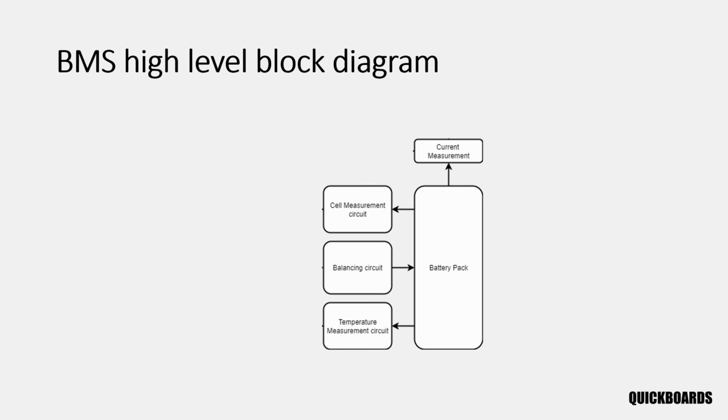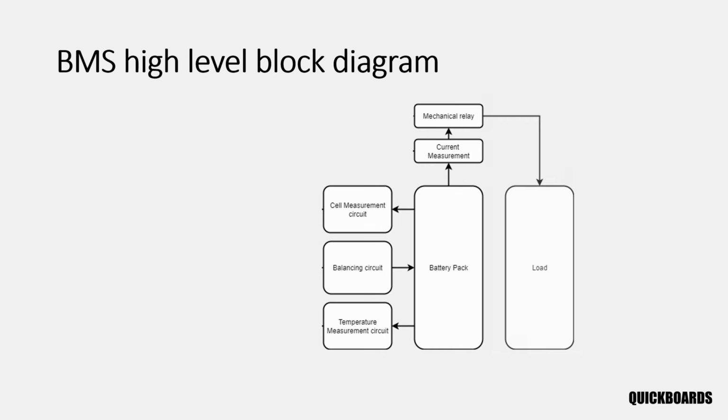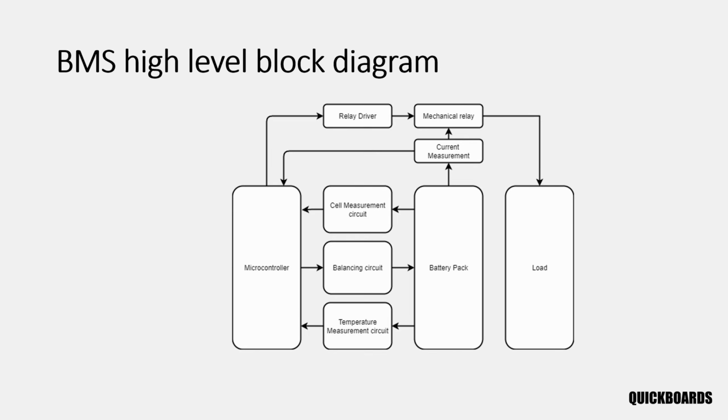On the positive output terminal of the pack, we'll add a current measurement circuit, followed by a mechanical relay that connects or disconnects the battery from the load. A relay driver circuit will energize the relay coil based on an input signal. To coordinate these subsystems, a microcontroller will handle data collection and system control. Finally, a power management block will supply stable power to all circuits across the BMS.